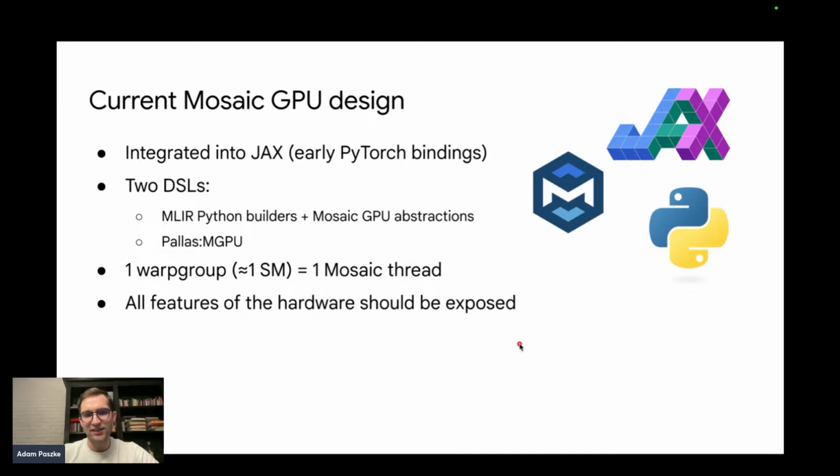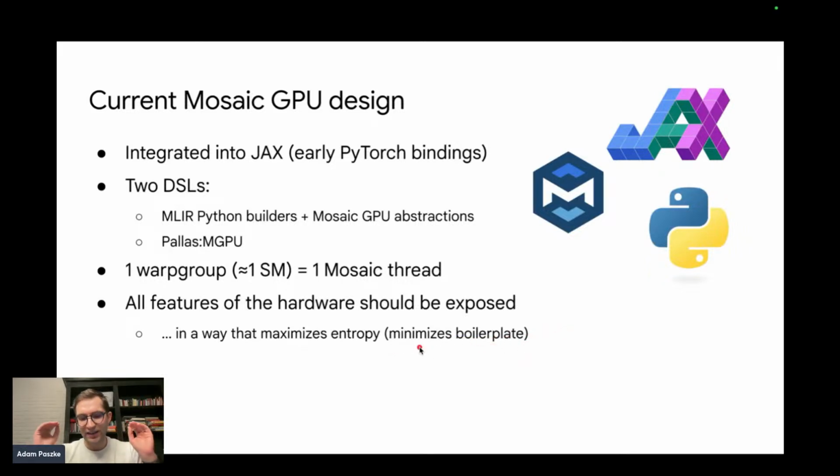And yeah, as I said, all features of the hardware I think really should be exposed. You should be able to use any tricks that are allowed. And what we really care about is, we ultimately want to make your programs LLM proof. We want you to not feel like you have to reach for an LLM to write a kernel. We want to get rid of all of the boilerplate. Your kernel should be maximally information dense.